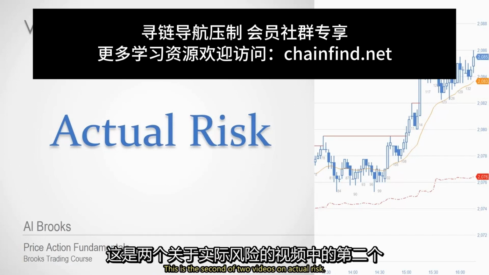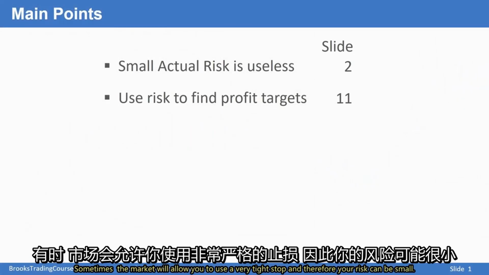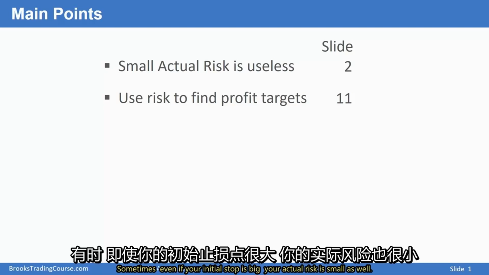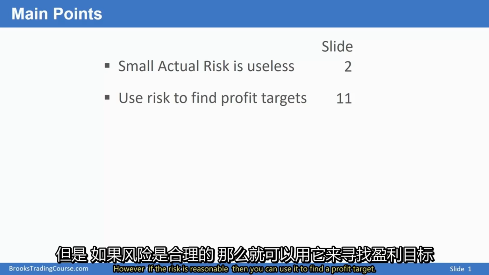This is the second of two videos on actual risk. Sometimes the market will allow you to use a very tight stop, and therefore your risk can be small. Sometimes, even if your initial stop is big, your actual risk is small as well. When the risk is small, do not use the small risk to calculate a profit target because your profit target will be too small. However, if the risk is reasonable, then you can use it to find a profit target.